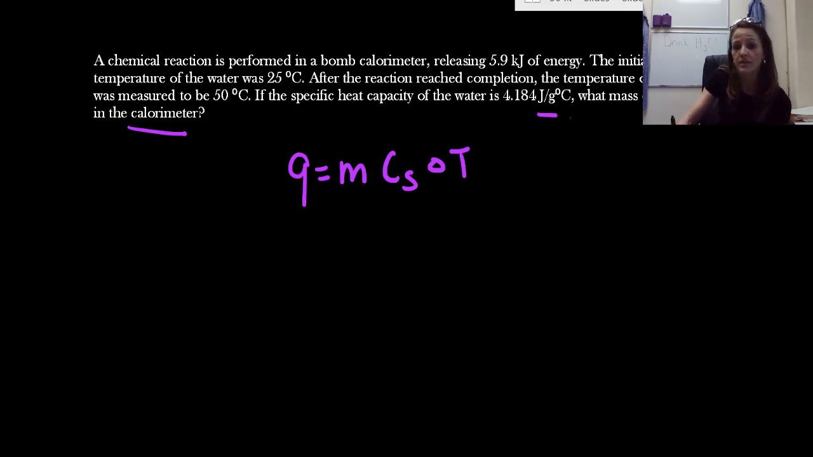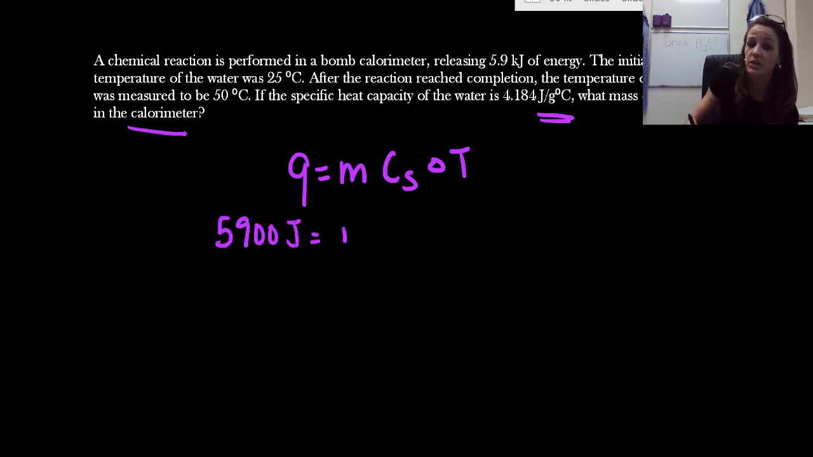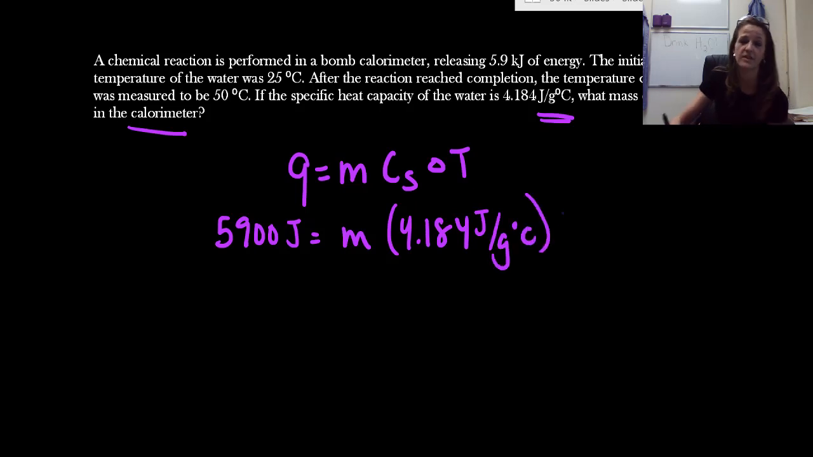And remember from before, I say we always let our specific heat unit dictate what we do. So we need to get our Q value into joules. So basically you just multiply it times 1,000. So we have 5,900 joules is equal to M, that's what we're solving for, times the specific heat of water, which is 4.184. That's a constant that never changes, and I will always provide this for you. You are not expected to know any of those constants.